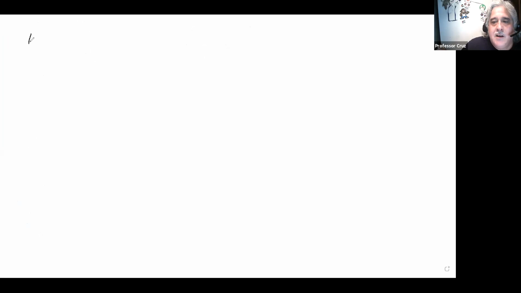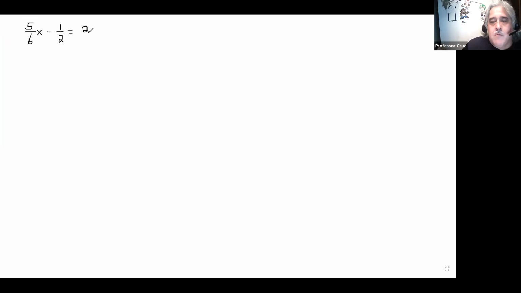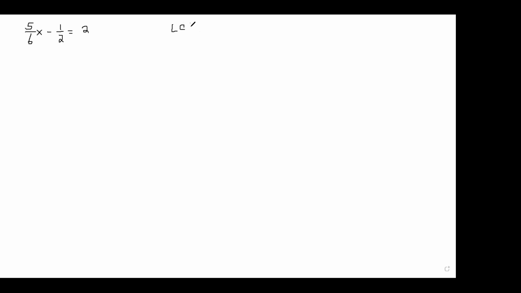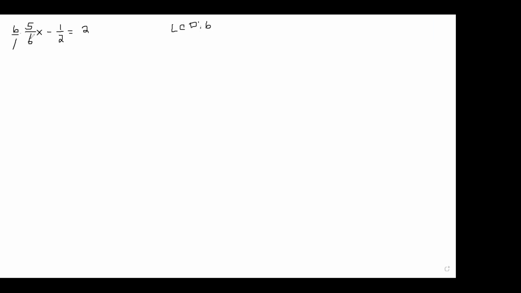All right, so what is it, 5/6 x minus 1/2 equals 2. Okay, so my least common denominator, what is it? The fractions, I have 6. And that looks good to me. So you multiply this one by 6? Yes. And multiply the 1/2 by 6.